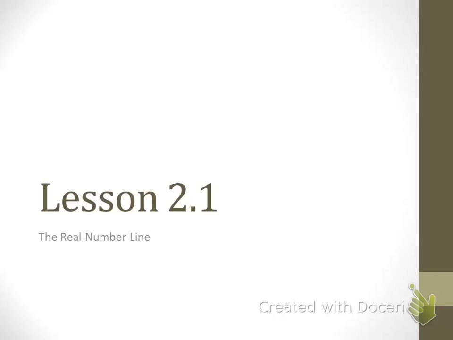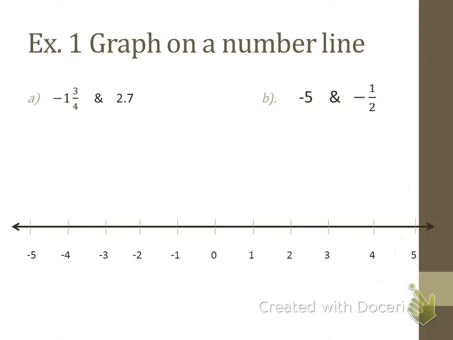Okay, we're going to do lesson 2.1 today, which is dealing with numbers and positive and negative numbers and numbers on a real number line, okay? So the first example here is they give me two sets of numbers, and they want me to graph these numbers on a number line. Now, we can do both of these problems on the same number line.